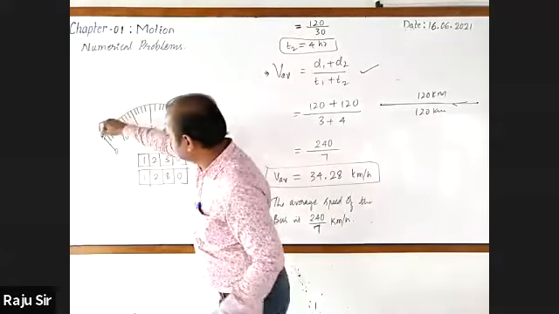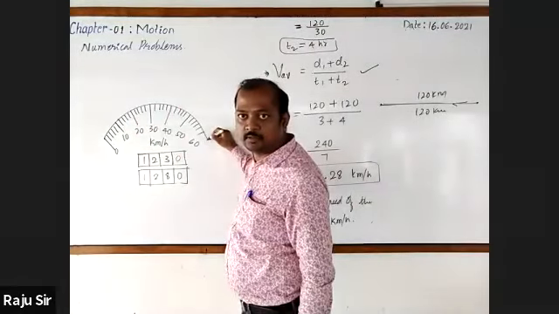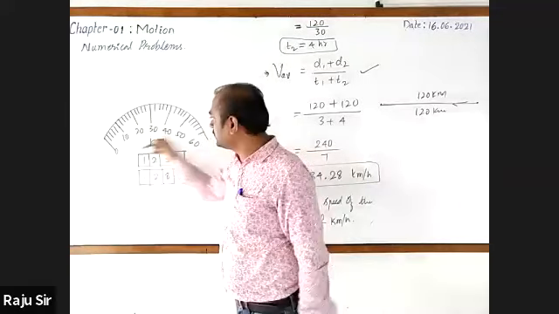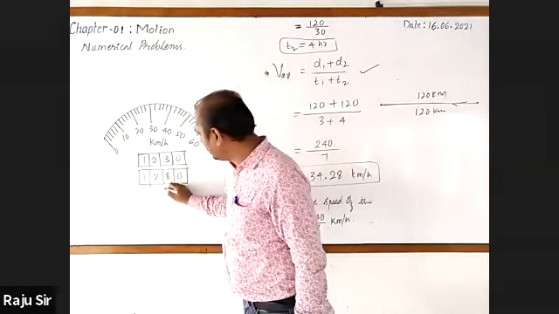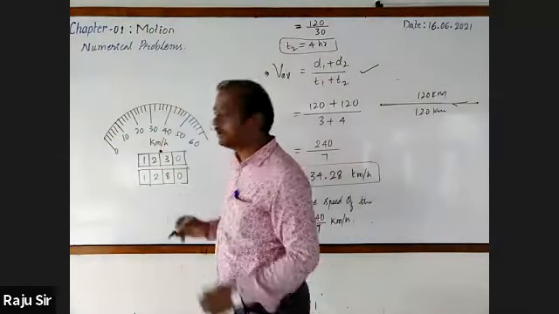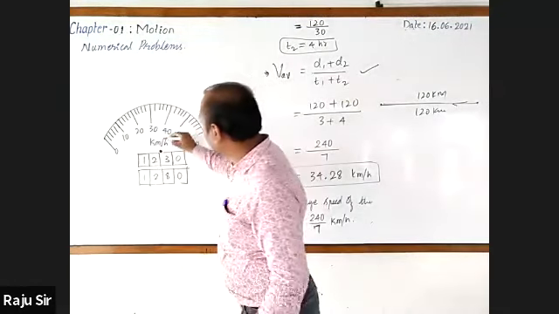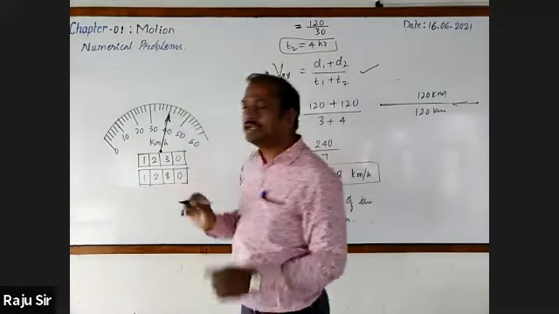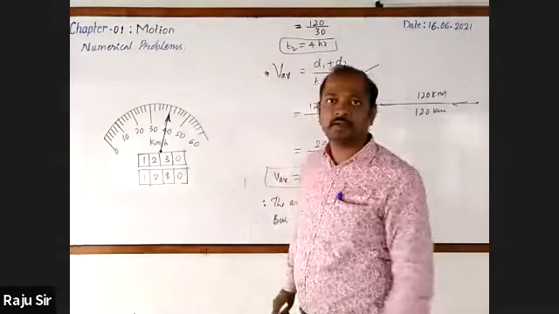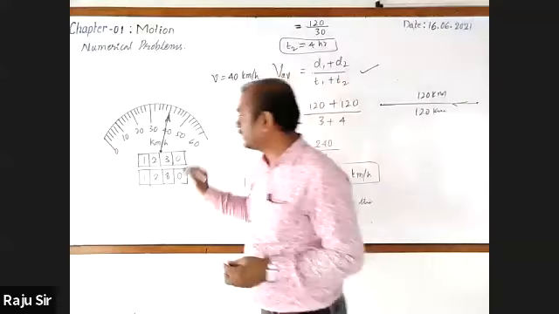This is the scale of a speedometer. It means the speed with which the vehicle is moving can be known by observing this scale. Here there will be a dial. Now the dial is showing here. Could you tell what is the speed with which the vehicle is moving? 40 kilometers per hour. Next.